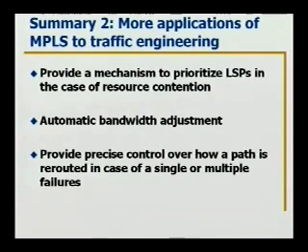So to take a step back, let's see the other applications that we've seen so far. We've seen that we can use priority and preemption to ensure that the important traffic always gets the optimal path and always gets resources. We've seen the feature of automatic bandwidth, which allows bandwidth adjustment regardless of what the rate of the traffic actually is. And finally, we've seen path protection, which gives us precise control over how a path is rerouted in the case of failure. Are there questions so far?